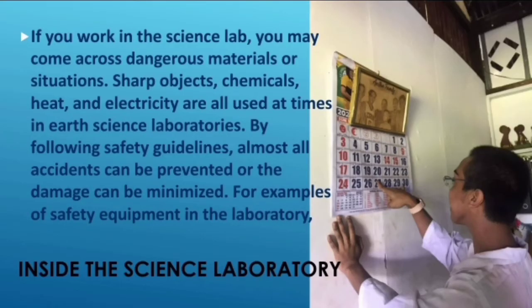If you work in the science lab, you may come across dangerous materials or situations. Sharp objects, chemicals, heat, and electricity are all used at times in earth science laboratories. By following safety guidelines, almost all accidents can be prevented or the damage can be minimized. For examples of safety equipment in the laboratory.